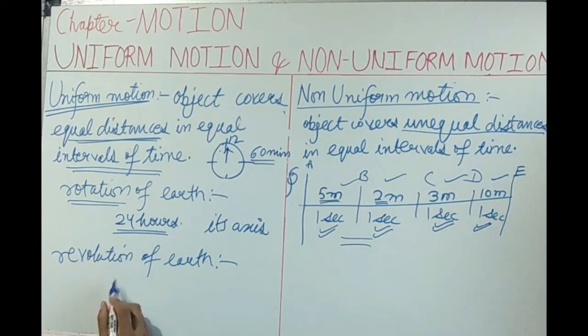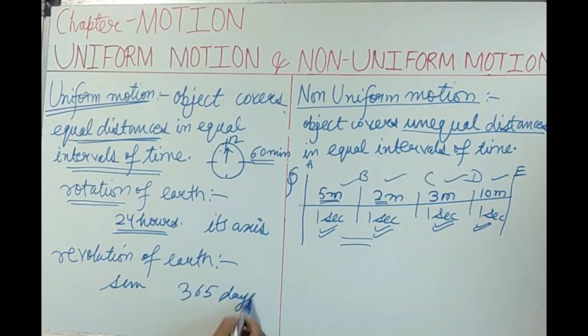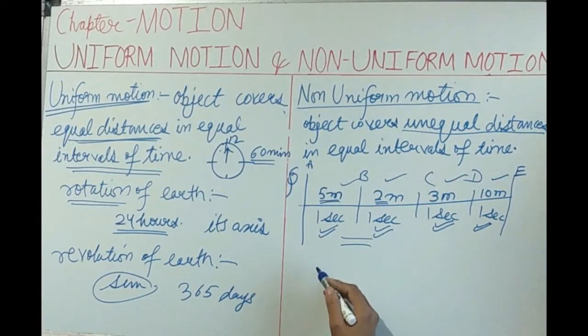Revolution of Earth: how much time does Earth take to revolve around the sun? It takes 365 days to completely revolve around the sun. So these are the examples of uniform motion. In our daily life, what examples have we seen of non-uniform motion?